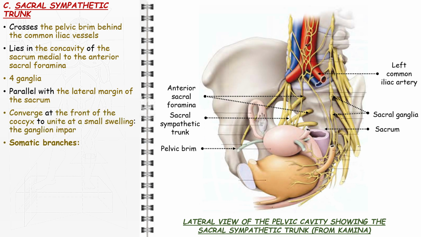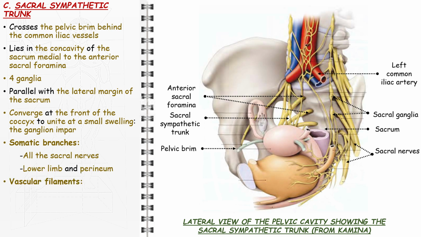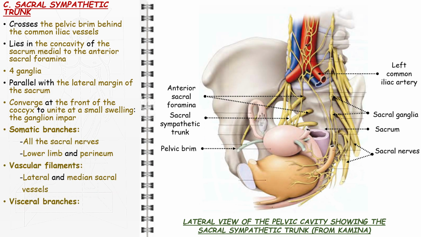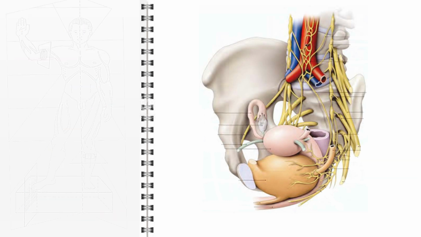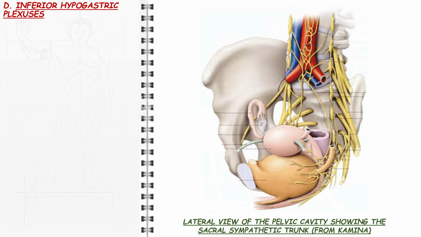Somatic branches are given off to all the sacral nerves for the lower limb and perineum and smaller vascular filaments to the lateral and median sacral vessels. Visceral branches leave the ganglia to mingle with the inferior hypogastric plexus. There are 2 inferior hypogastric plexuses, right and left, collectively forming the pelvic plexus. They must not be confused with the single midline superior hypogastric plexus.